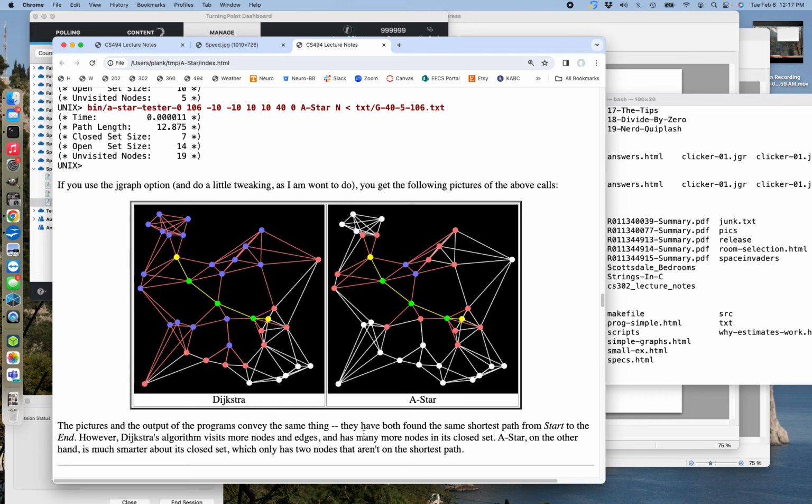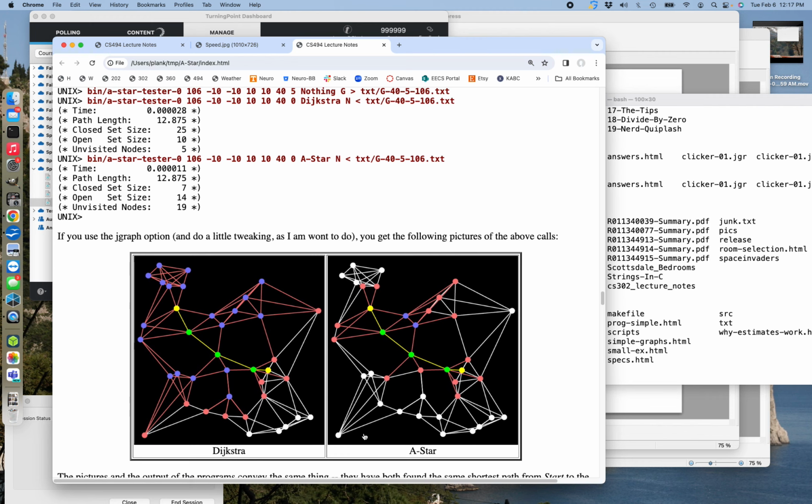And I do Dijkstra and A star and some other stuff. And so just on this little bitty graph, you can definitely see how A star is superior. Again, you can look at the blue, or you can look at the numbers, you can see how the closed set size is different. Okay. So what I wanted to do is make a better heuristic.